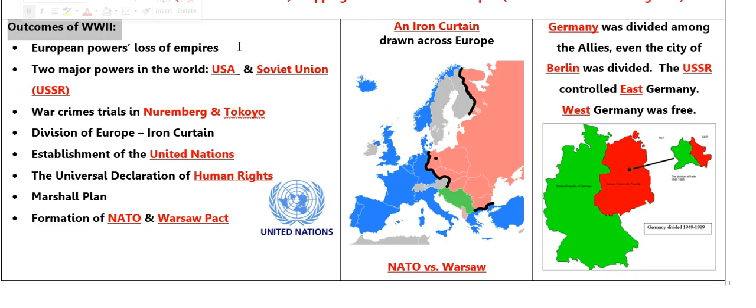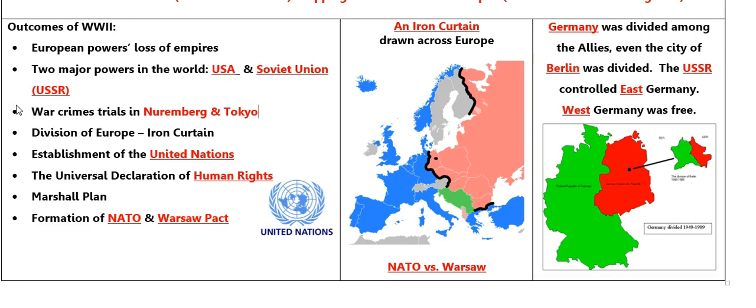Then we have the war crimes trials that happen in Nuremberg and Tokyo, and this is where they put the Nazi leaders and the Japanese leaders on trial for what they had done. Italy is not put on trial because Mussolini was already taken care of by the Italian people.